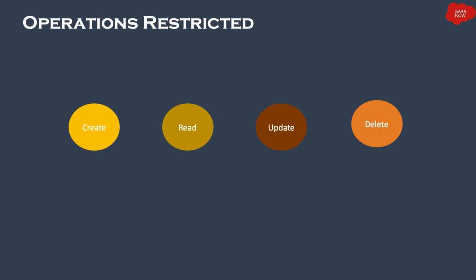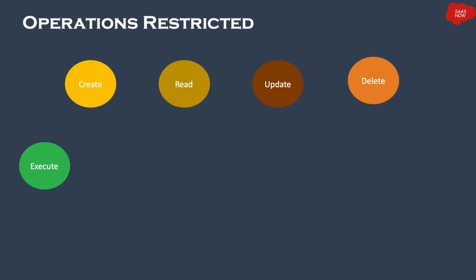update, or delete. With these CRUD operations, we also have some ServiceNow specific operations. So you can apply these restrictions on your different records and fields in ServiceNow. But you can add some actions, operations specific to ServiceNow. That is, execute. That means if restriction is applied, users cannot execute a script on a record.